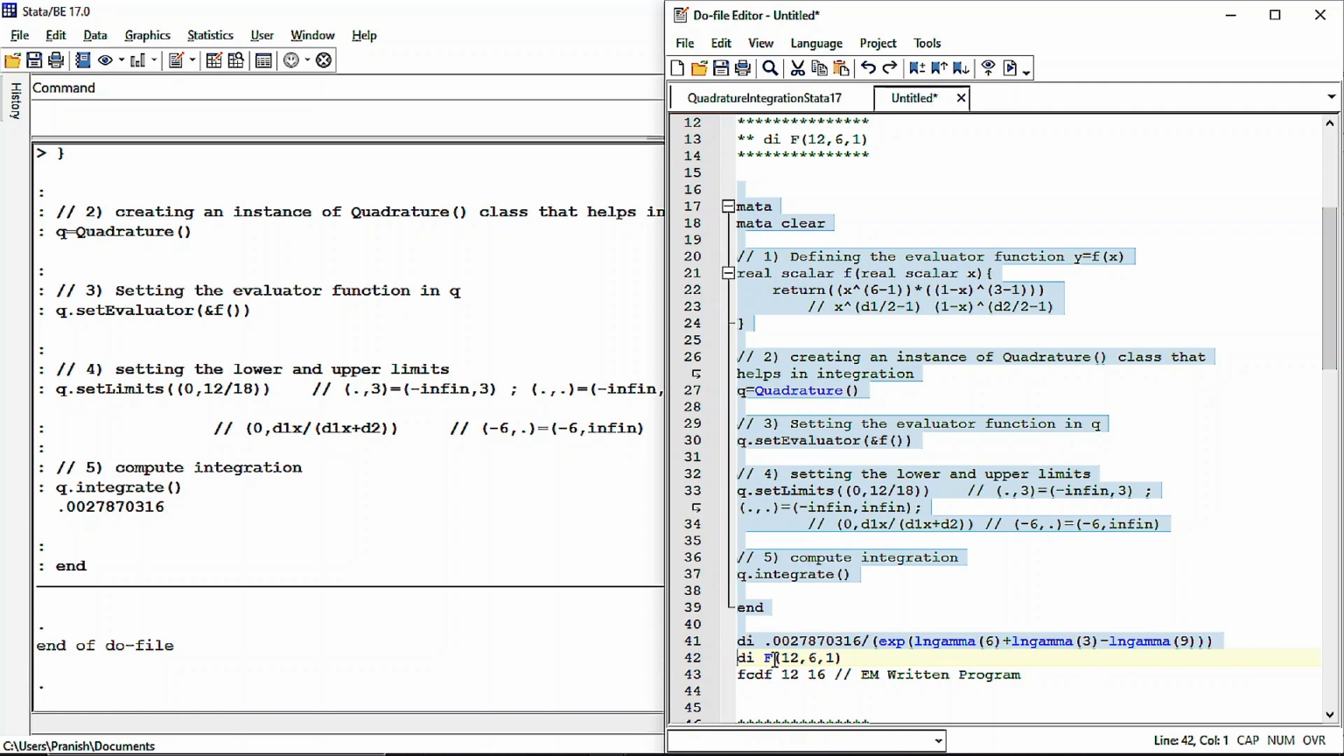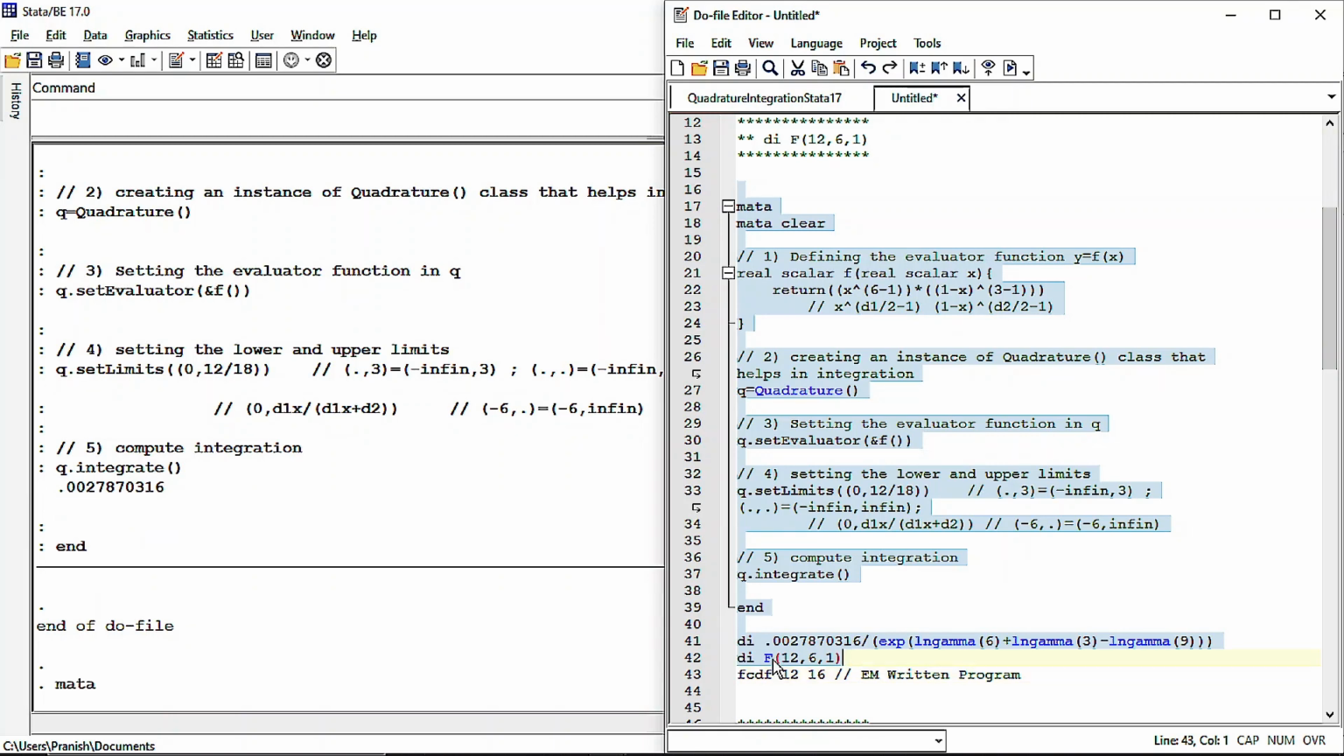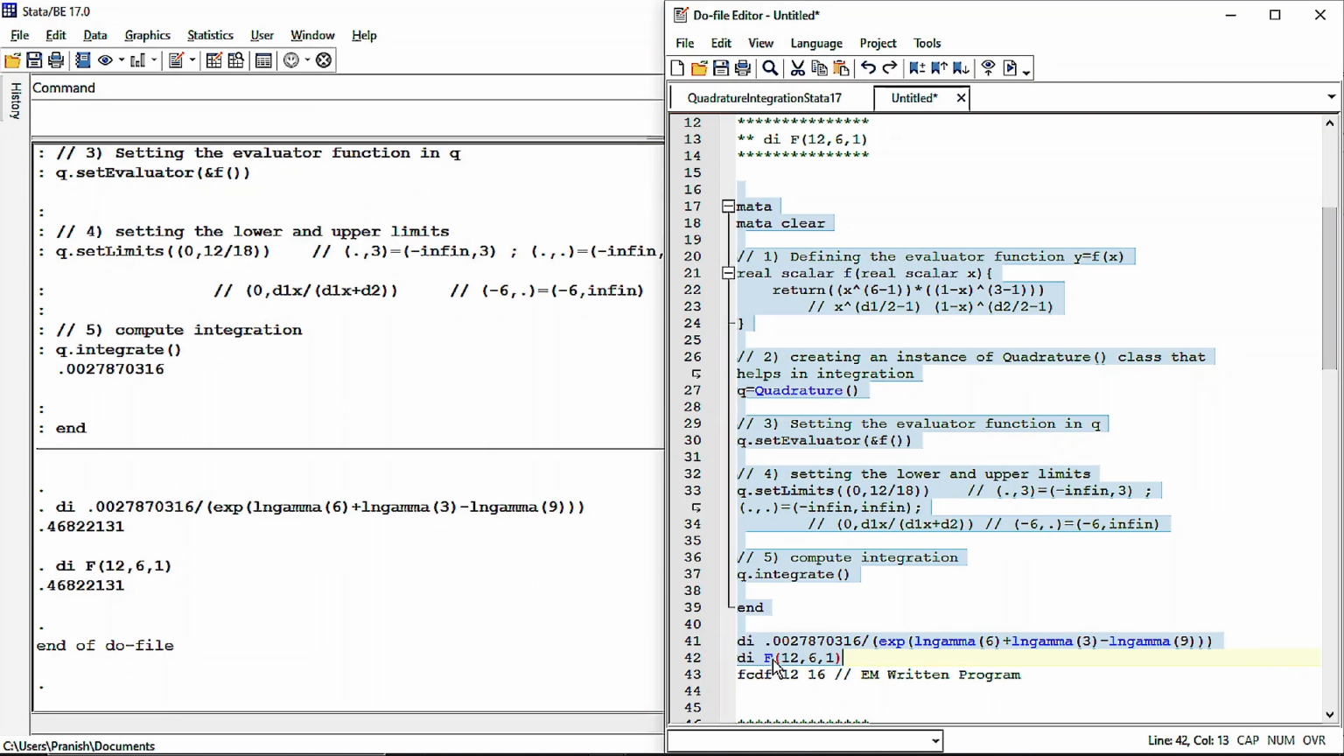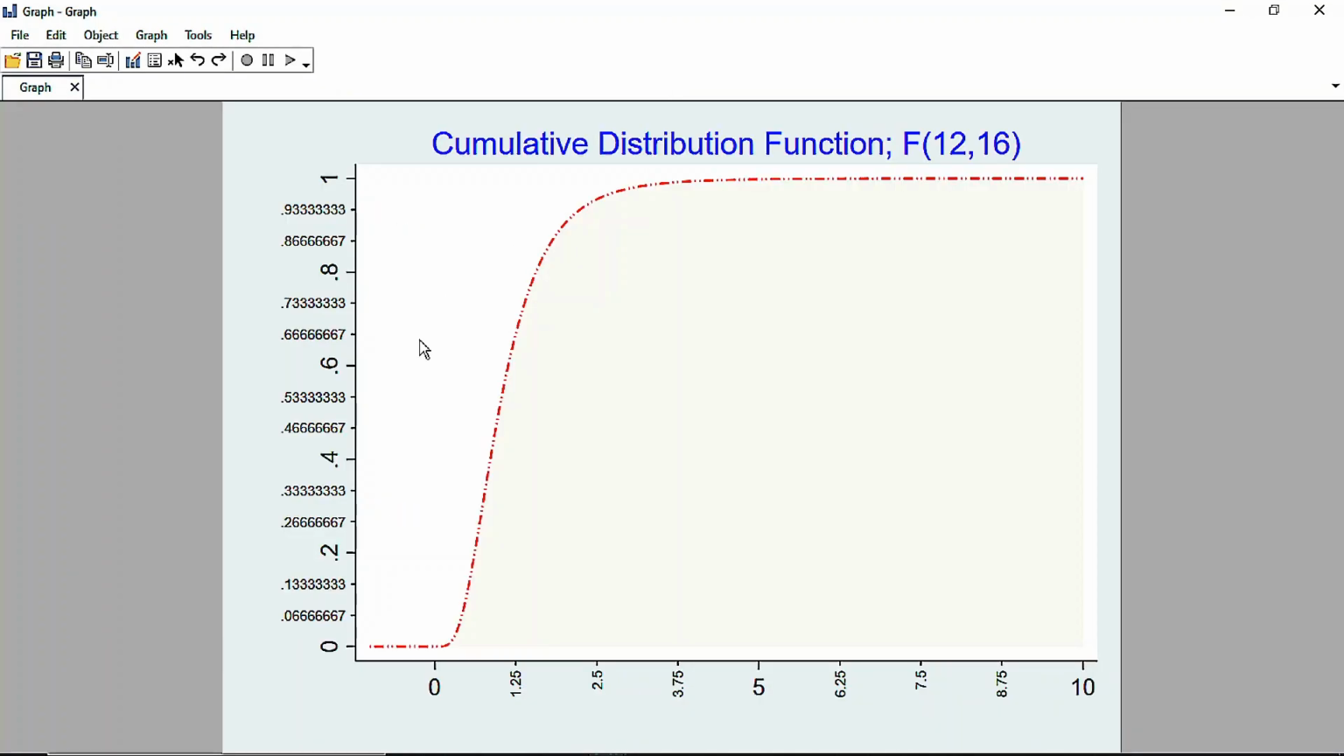And the Stata function F, this will also give us the CDF of the F distribution. Both the generic and Stata functions should give us the same result. It is 46%, nearly 47%. And the FCDF, this is Econometrics Melody's written program that will provide the CDF. So 46% and x is equal to 1, somewhere over here.